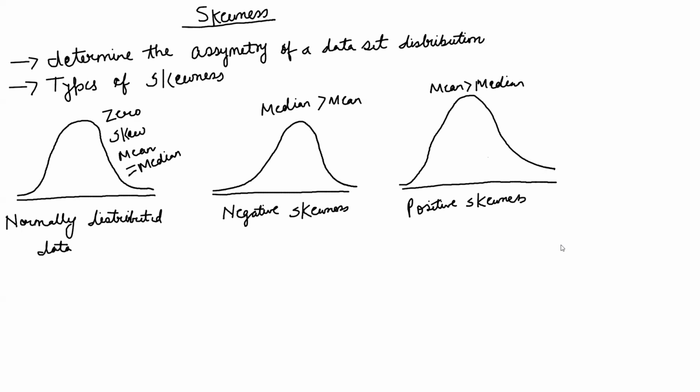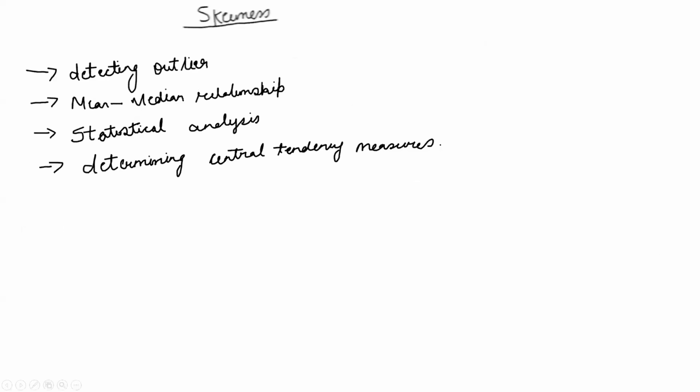So the next thing is we will look into what the skewness tells us about the data. If there is skewness present, what can we interpret from it? The first thing is that it helps us understand the outliers. If there is skewness in the data, whether it's left skewed or right skewed, we can tell that there are some extreme values. These extreme values can be on the negative side. It can be on the positive side also.